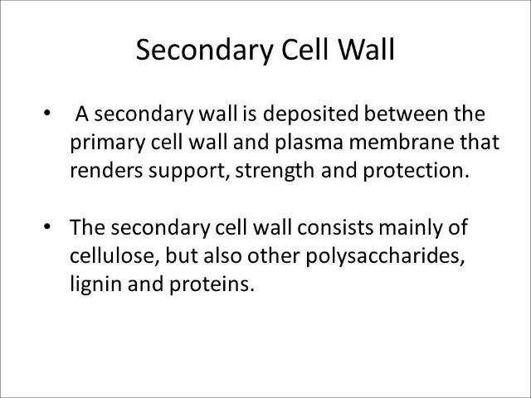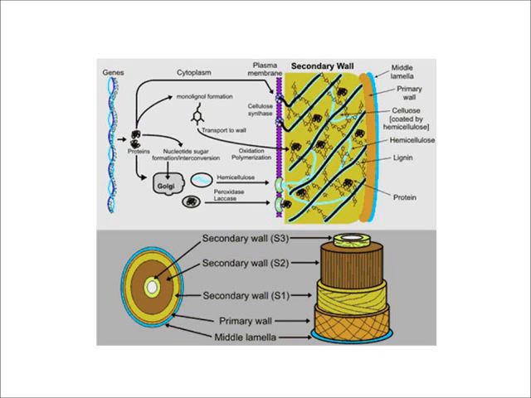The last part of the cell wall is the secondary cell wall. The secondary cell wall is a secondary wall that is deposited between the primary cell wall and plasma membrane that renders support, strength, and protection. The secondary cell wall consists mainly of cellulose, but also other polysaccharides, lignin, and proteins. So basically, the secondary cell wall is the backbone of the entire cell.